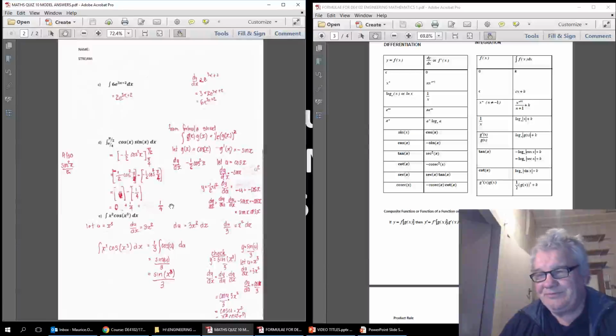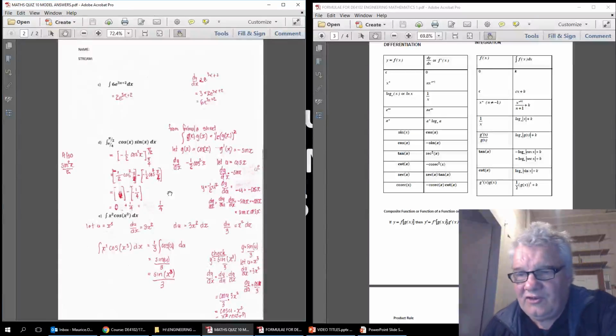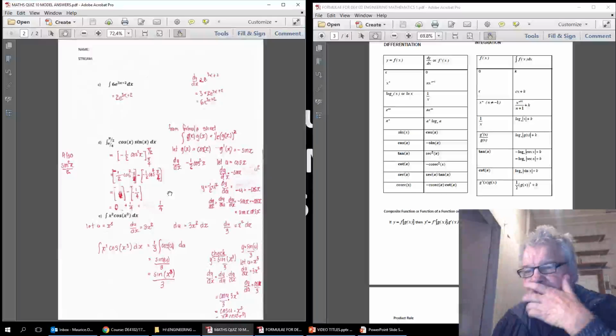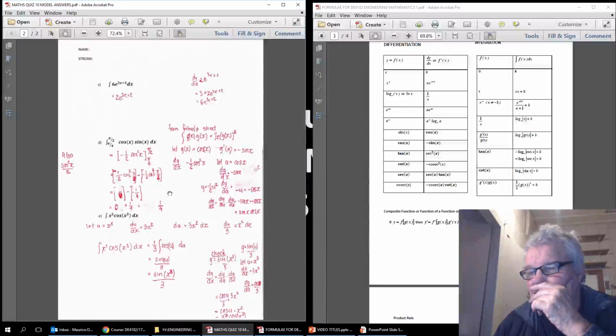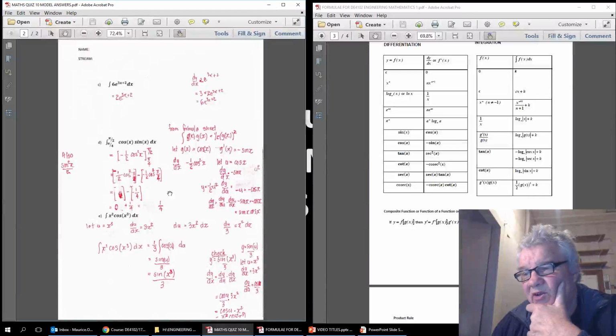Now this next one, the integral of x squared cos x cubed. So what we did there is let u equal x cubed. So du by dx is 3x squared. Therefore, du equals 3x squared times dx. And du over 3 equals x squared dx. So that's just rearranging that formula.